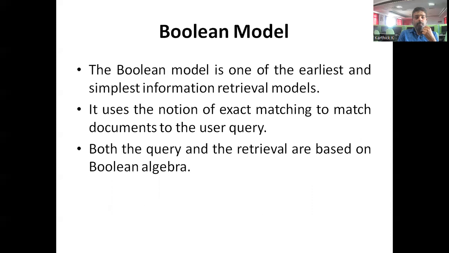So the first one is the Boolean model. The Boolean model is one of the earliest and simplest information retrieval models, which was used in the very earliest stages. It uses the notion of exact match to match the document to the user query. Both the query and the retrieval are based on Boolean algebra. Here we are going to use Boolean logic. That Boolean logic will have this type of information.